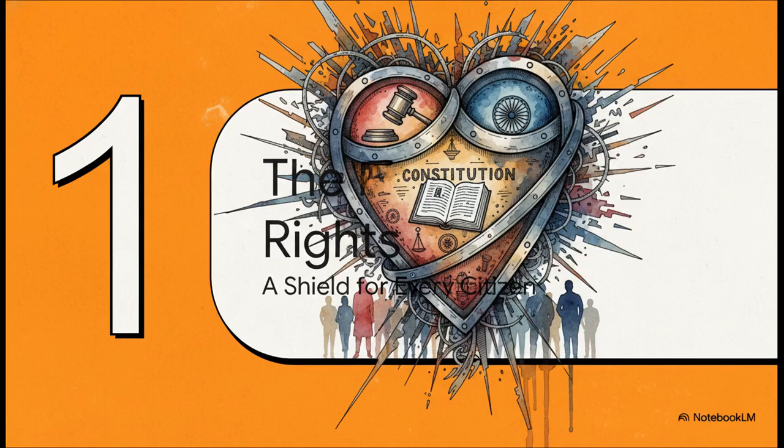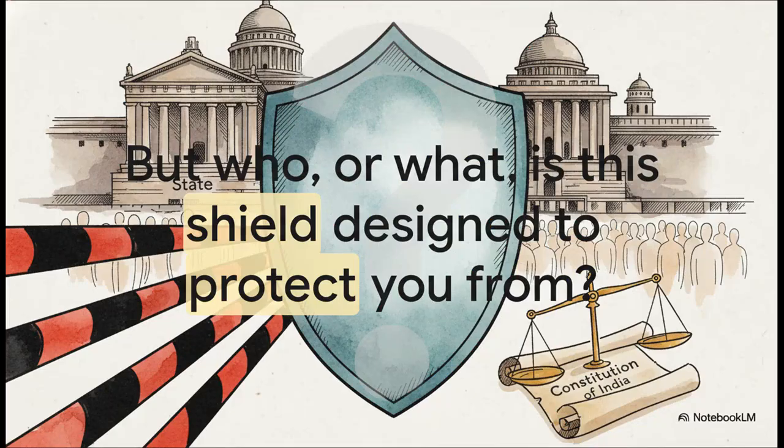But here's the thing about a shield, right? It's only useful if it's actually protecting you from something. And that is the million-dollar question, isn't it? These rights are a check on power. They draw a line in the sand that just can't be crossed. It's what establishes a government of law, not of men. And the main entity this shield is designed to protect you from is what the Constitution calls the state.